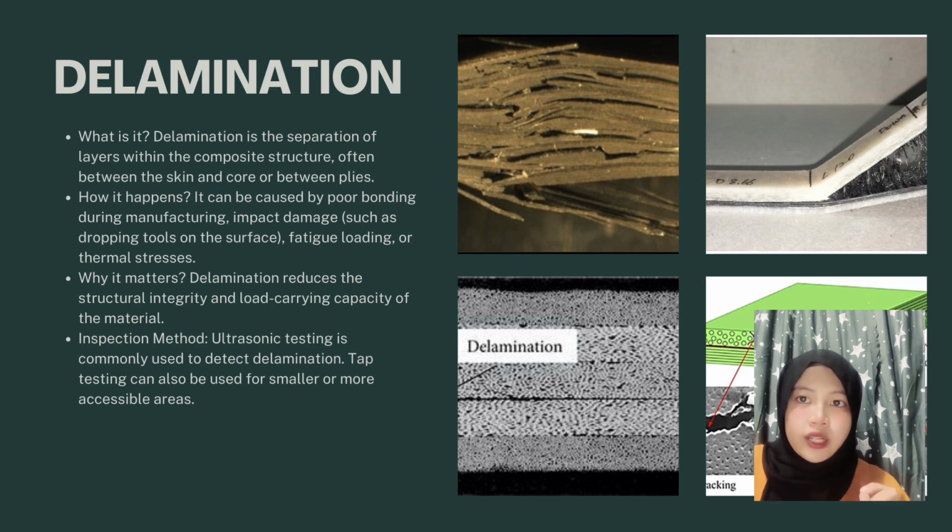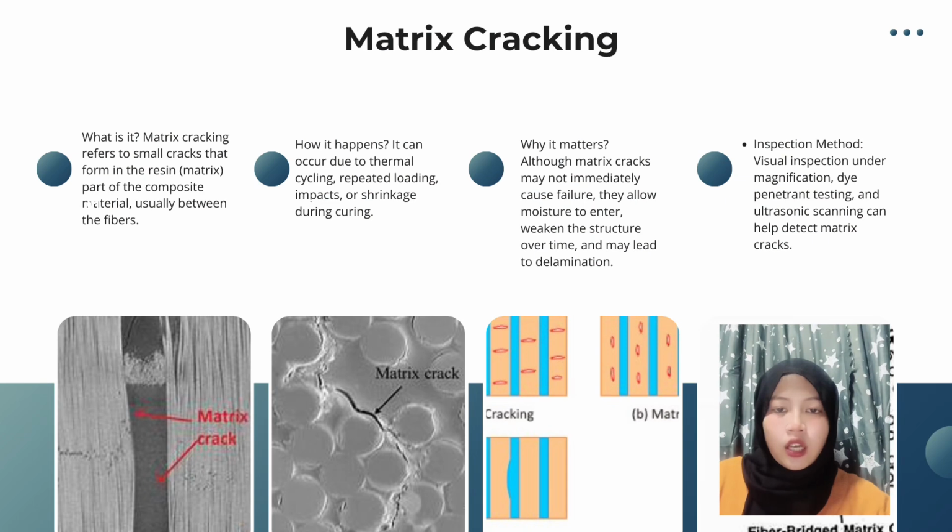How do we know there is fiber delamination? First step, we can do ultrasonic testing to detect the delamination. Our second step is we can do tap testing to detect in smaller or accessible areas to know whether fiber delamination has happened there. Next, I'm going to explain about matrix cracking.